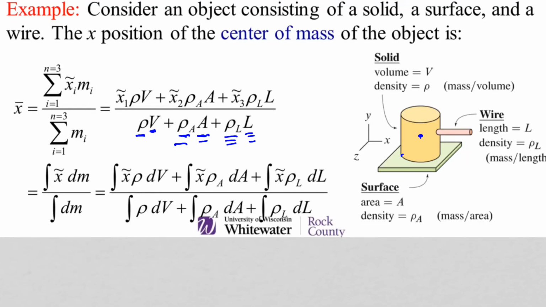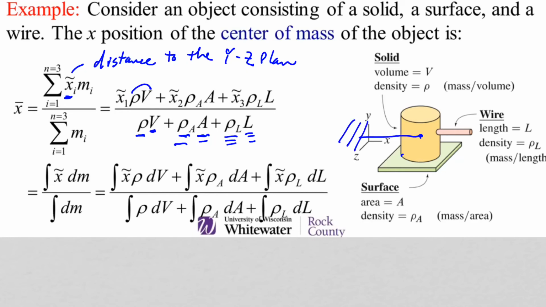Okay, so now if we look at the numerator, we have our x tilde, which is, again, the distance to the, in our case in 3D, YZ plane. So that x tilde for the solid object itself, the cylinder, times, again, its same value of rho, its density times its volume. So that is this distance here to this plane. Okay. That is our x tilde 1.